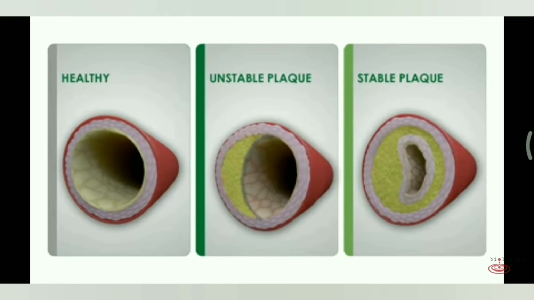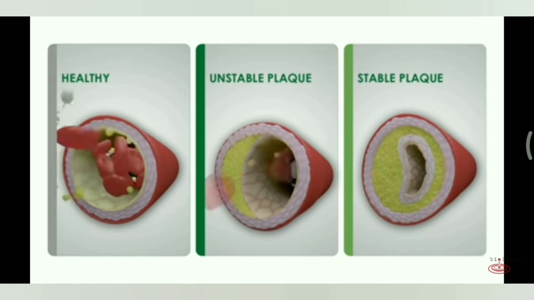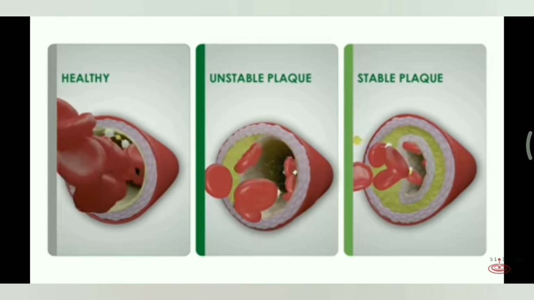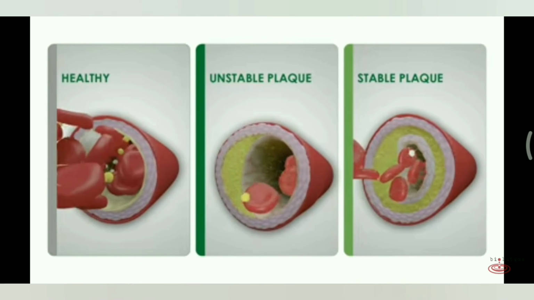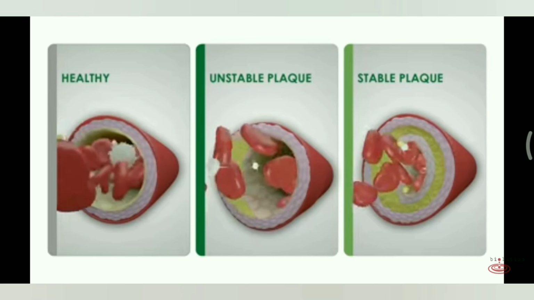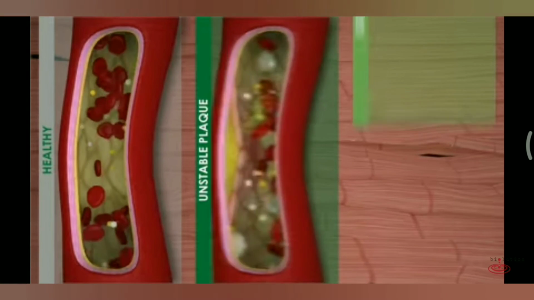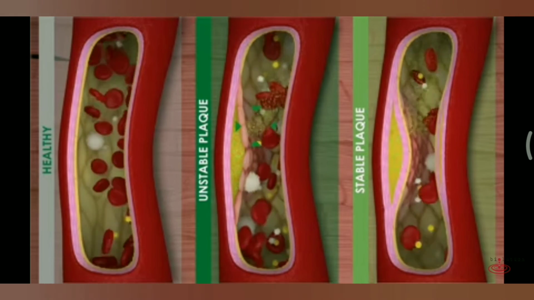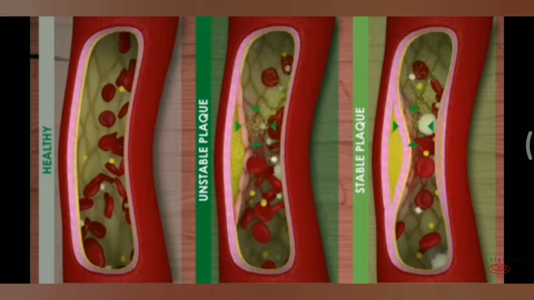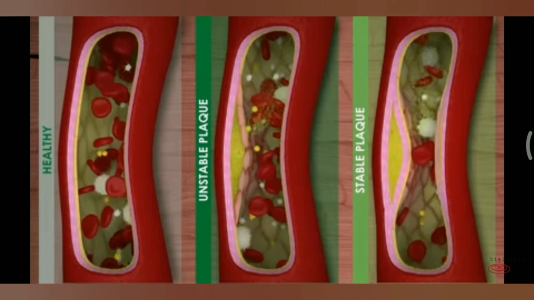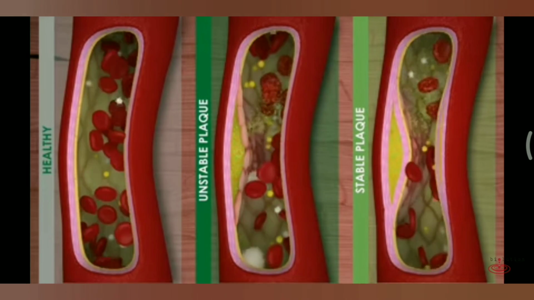Here we have taken an example of three arteries: healthy, unstable plaque, and stable plaque. In a healthy artery, there is a free flow of blood, and in unstable plaque, there is a difficulty in the free flow of blood. And in a stable plaque, due to the greater formation of plaque, there is a complete blocking of blood in the artery. Here we can see the three arteries, where we can observe the flow of blood in three different arteries.